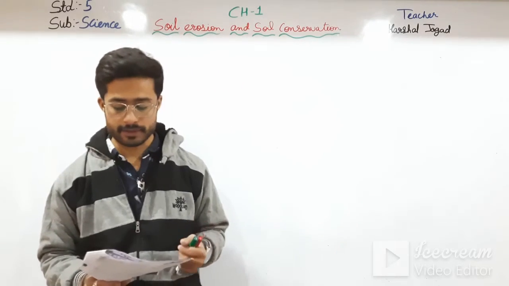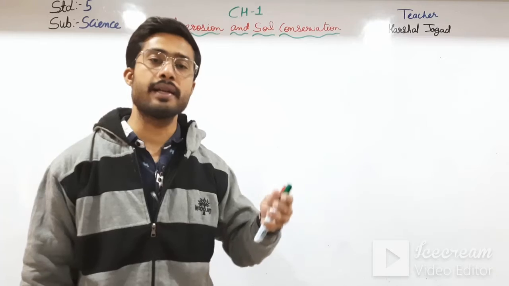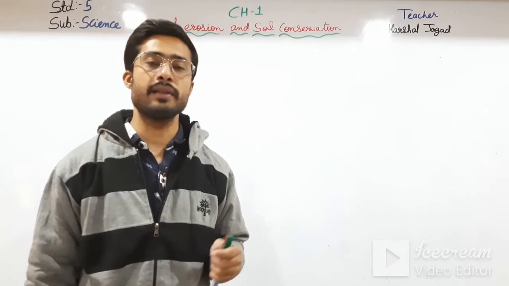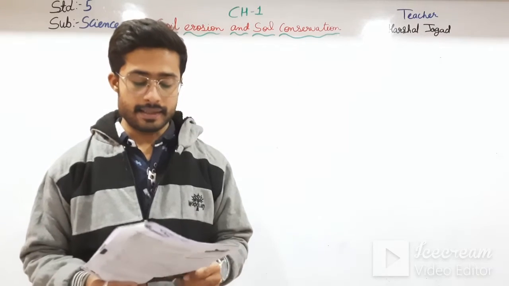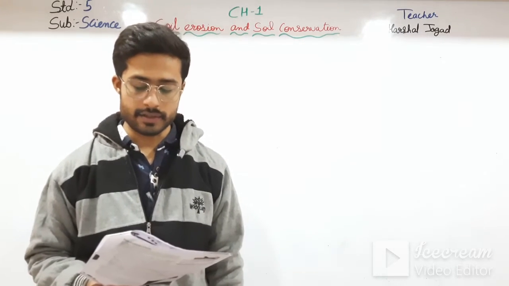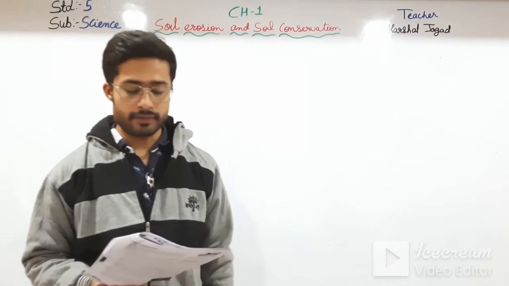First of all, deforestation. Due to deforestation also the soil is eroded and it is not protected. The topsoil is not protected due to deforestation. See here, increasing soil erosion is due to the increasing deforestation, that is, the cutting down of the forest.